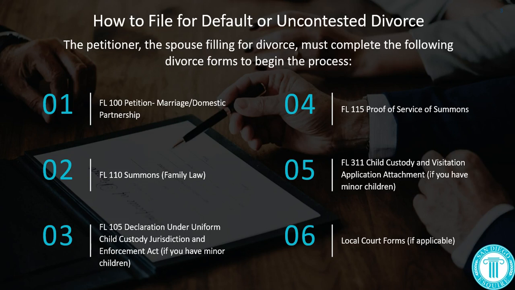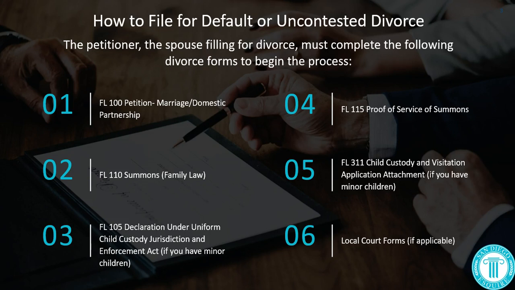Regardless of whether you are filing for a default or uncontested divorce, you must complete the forms identified on this screen. The first form is FL100, the petition for dissolution of marriage. FL110, which is the court summons. FL105, which is the Declaration under Uniform Child Custody Jurisdiction and Enforcement Act. FL115, proof of service of summons. FL311, child custody and visitation application attachment, and local court forms. I'm going to do a detailed video on how to find your local court forms.